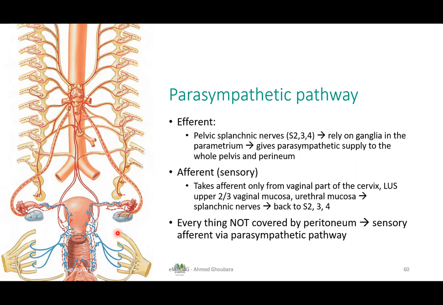So parasympathetic fibers from S2, 3, and 4 will go everywhere in the pelvis to supply the ovary and the tube, as an efferent. Focus, as an efferent. I told you a couple of minutes ago that every millimeter in the body has efferent sympathetic and parasympathetic pathway. What about the pain? These fibers also transmit pain from everything that's not covered by the peritoneum: from the lower segment, from the cervix, from the vagina, and from the base of the bladder. So these fibers will take pain from the cervix, for example, to S2, S3, and S4, back to the spinal cord.